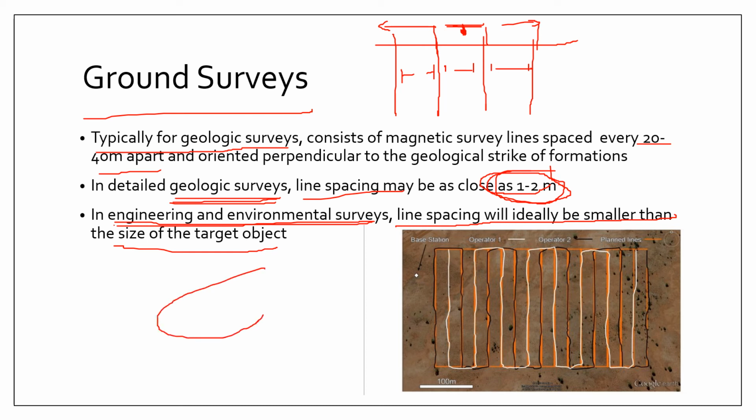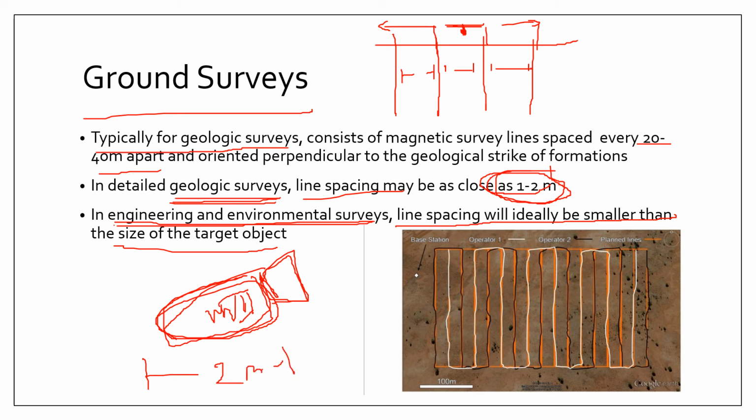So, for example, you're doing construction work and you're scared that your construction activities might hit a World War II bomb that might explode. You want to find it in this area and remove it from your site, and you know that its length is 2 meters and its diameter is around 1 meter. Ideally your survey line will be spaced less than 1 meter apart, for maximum chances of detecting the object.